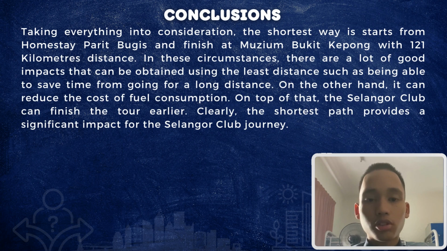Taking everything into consideration, the shortest way starts from homestay Parit Bugis and finishes at Museum Bukit Kepong with 121 kilometers distance. In these circumstances, there are a lot of good impacts that can be obtained using the least distance, such as being able to save time from going a long distance. On the other hand, it can reduce the cost of fuel consumption. On top of that, the Selangor Club can finish their tour earlier. Clearly, the shortest path provides a significant impact for the Selangor Club journey.